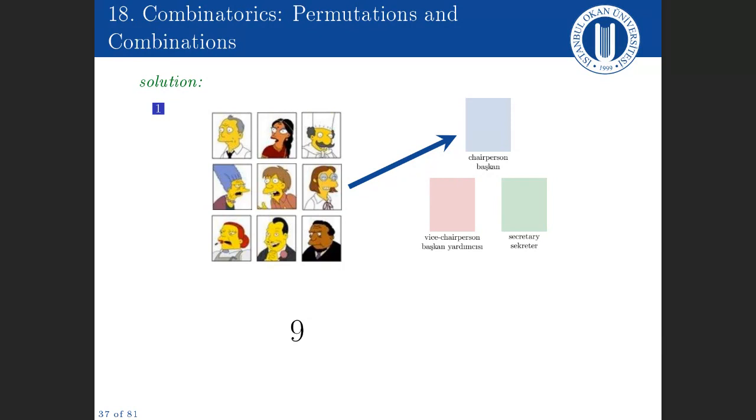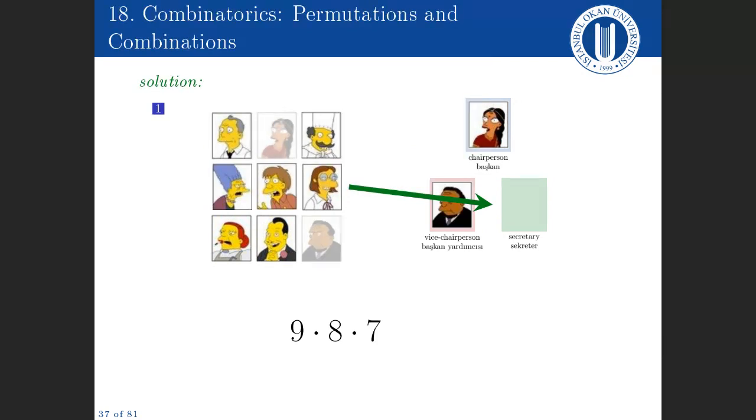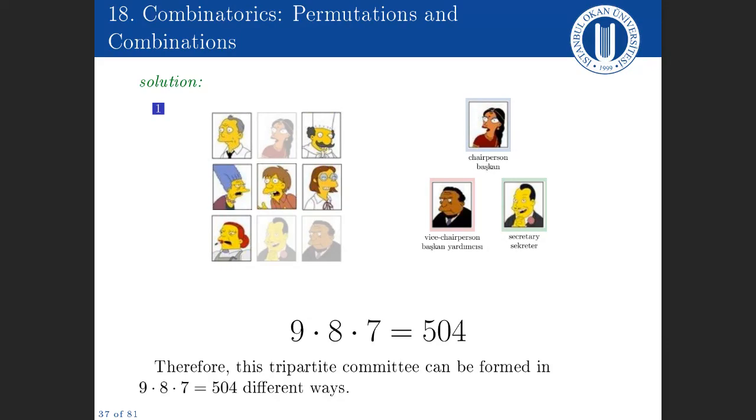First, let's choose the chairperson. There are 9 different choices here. We can choose any of these 9 people. And then we move on to choosing the vice chairperson. That needs to be a different person. So now there are 8 different people we can choose from. And then finally, we're going to choose the secretary. 7 different people left. So there are going to be 7 different choices for secretary. There are 9 multiplied by 8 multiplied by 7, or 504 different ways to do this.